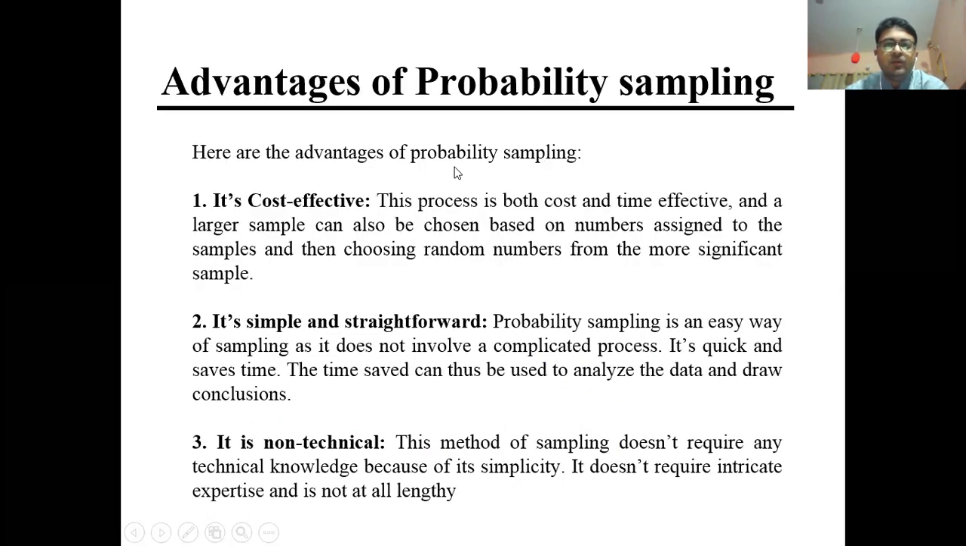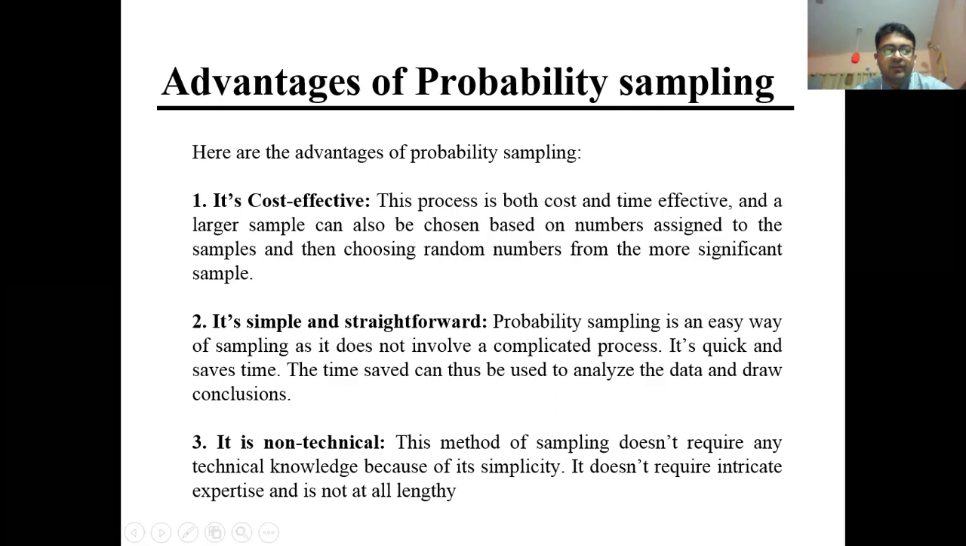Now, what are the advantages of probability sampling? Basically, it is cost effective. This process is both cost effective and time effective. A larger sample can be chosen and random numbers assigned to the sample. Because there is a huge population, we cannot go for the huge. So probability sampling is cost effective and reduces the cost. So this is one advantage.